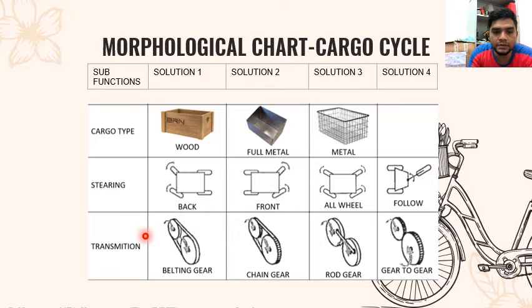The third subfunction is transmission. For solution 1, we use the belting gear transmission. Solution 2, we use the chain gear transmission. For solution 3, we use the road gear transmission. For solution 4, we use the gear to gear transmission.